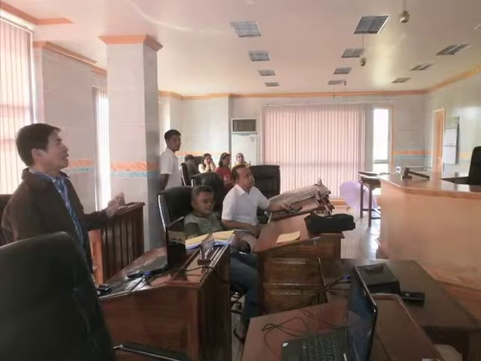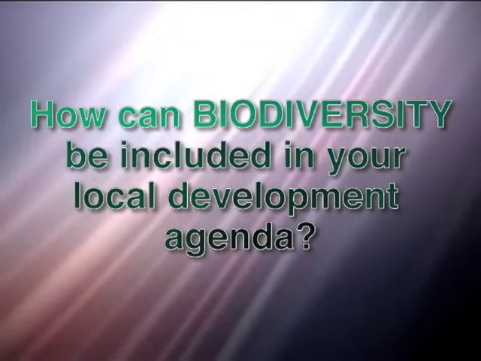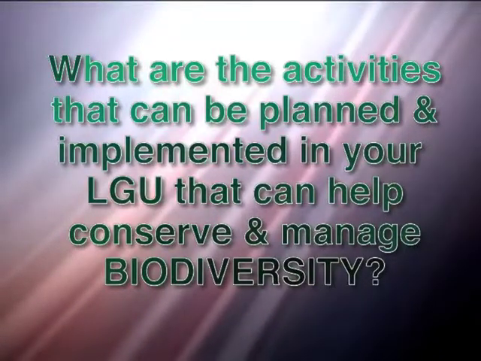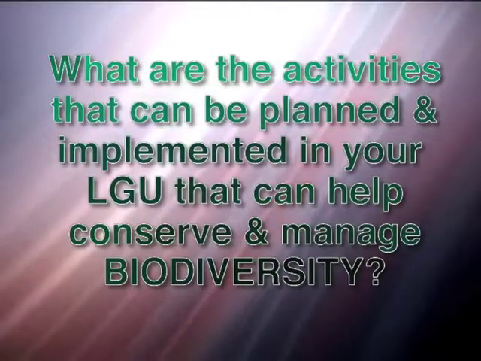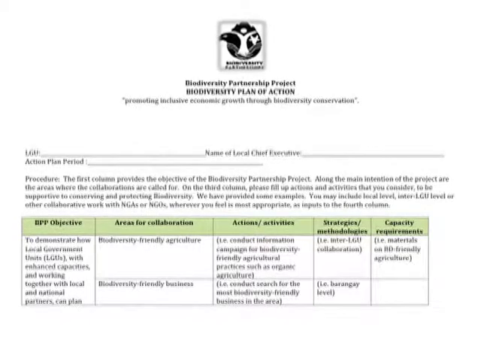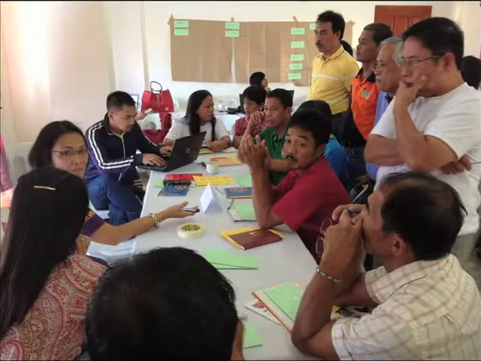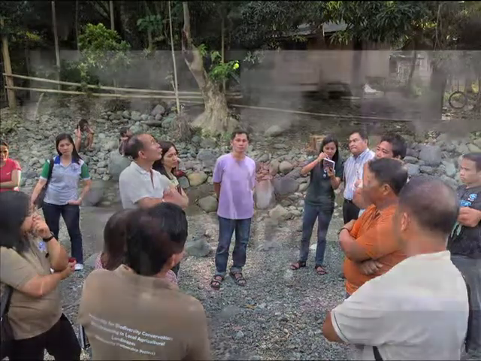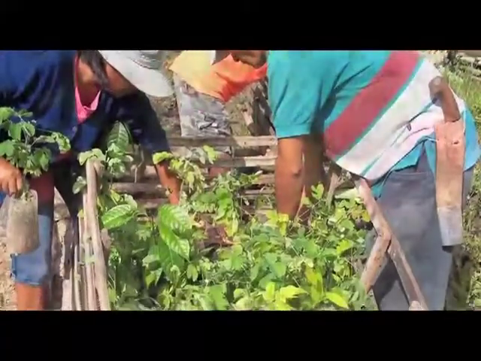With our short discussion, we hope that you can share with us some of your thoughts. How can biodiversity be included in your local development agenda? What are the activities that can be planned and implemented in your LGU that can help conserve and manage biodiversity? We have attached a plan of action template that you can use for this module. Please submit your plan to us and be a part of the biodiversity conservation community of practice. This plan of action can be the start of a better community, a better country, and contribute immensely to a better world.